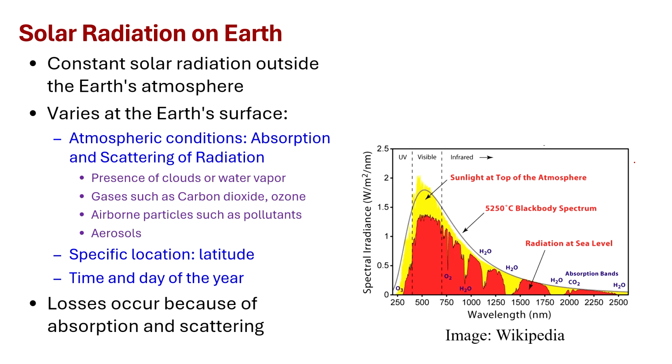It is also affected by the specific location, that is the latitude, and also the time and day of the year. And the losses that occur by the time the radiation reaches the Earth's surface are mainly because of absorption and scattering or reflection, you can say.